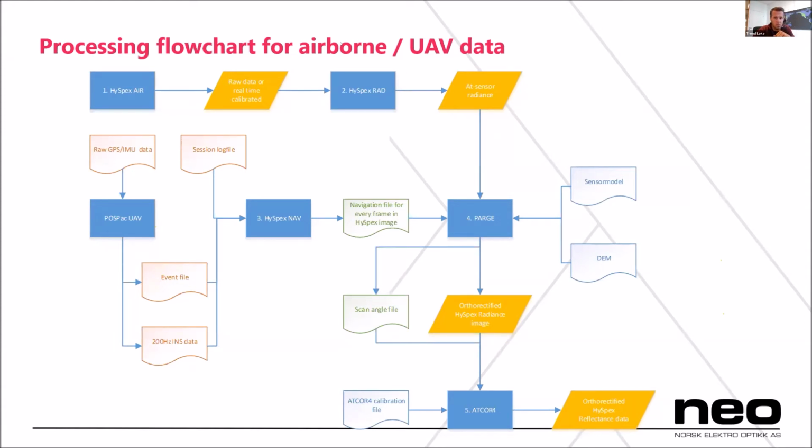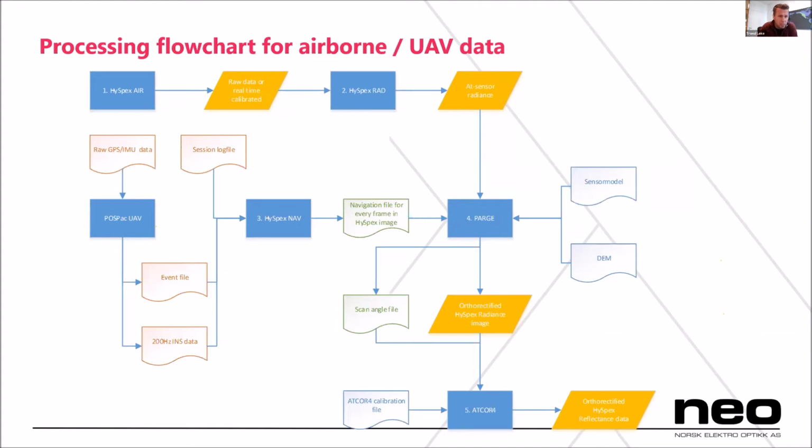Then you do HySpace Rad, which is a software that does the radiometric calibration and spectral. So you will get a sensor radiance file, unrectified, of course, after you have run it through that. Then, yeah, our system is compatible with all kinds of navigation systems. The only criterion is that it has an event input, and all navigation systems have an event input.